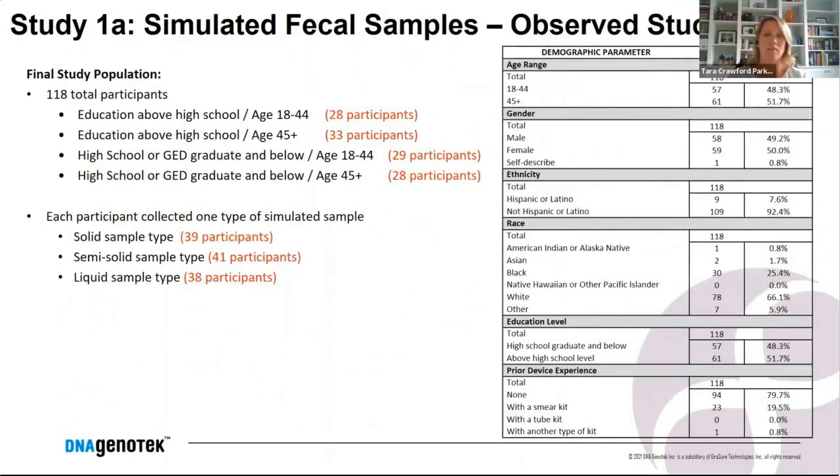In this study, it is important to note that our final study population successfully met our target of representing the general population, with a total of 118 participants and equal representation across user groups as well as gender.